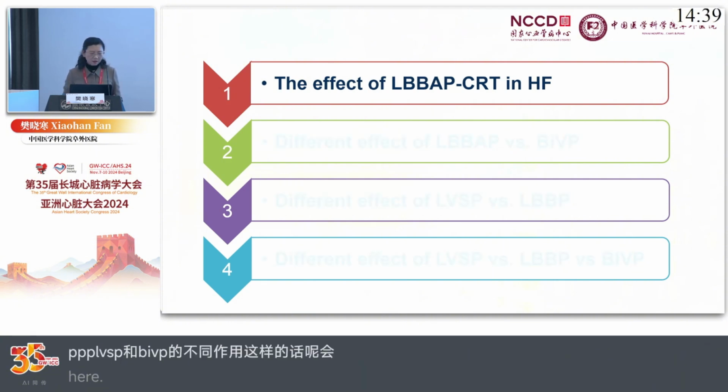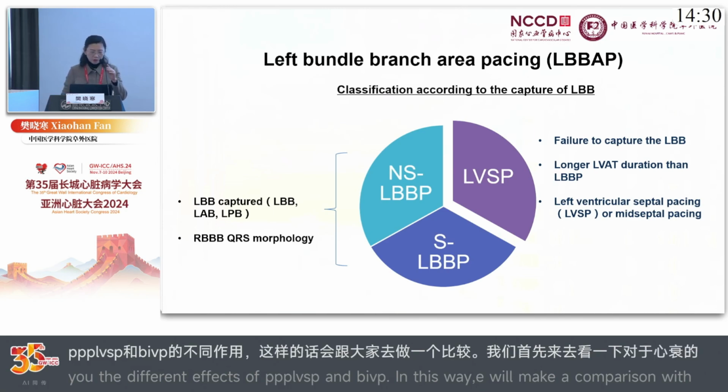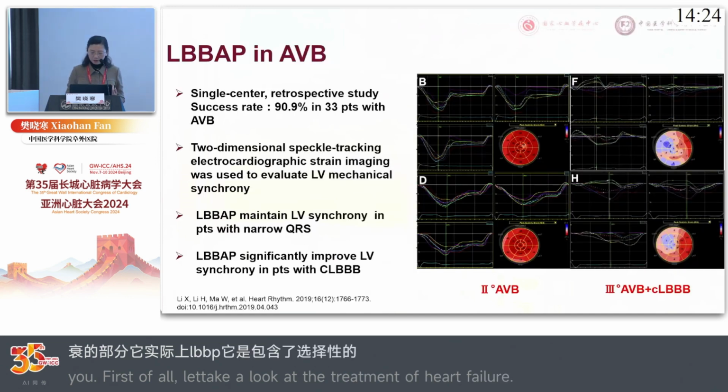I'd like to talk about the LBBAP, LBBP, and the LBSP effect compared with BIVP. First, let's see the effect of LBBAP CRT in patients with heart failure. Now we know the LBBAP includes select LBBP, non-select LBBP, and LBSP.